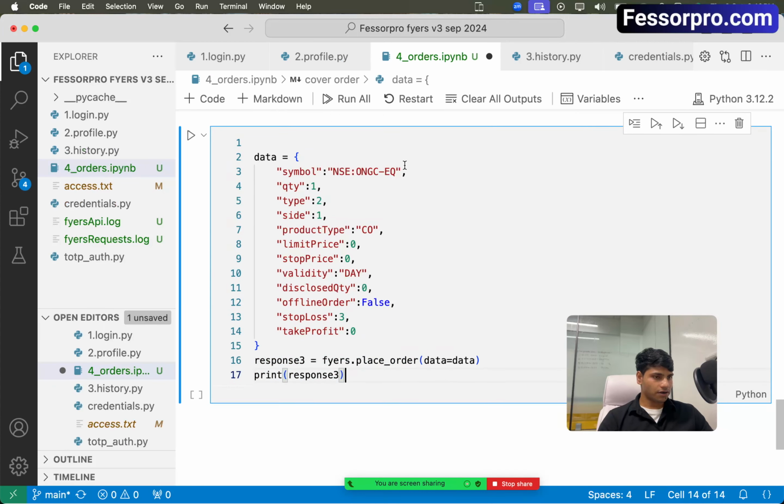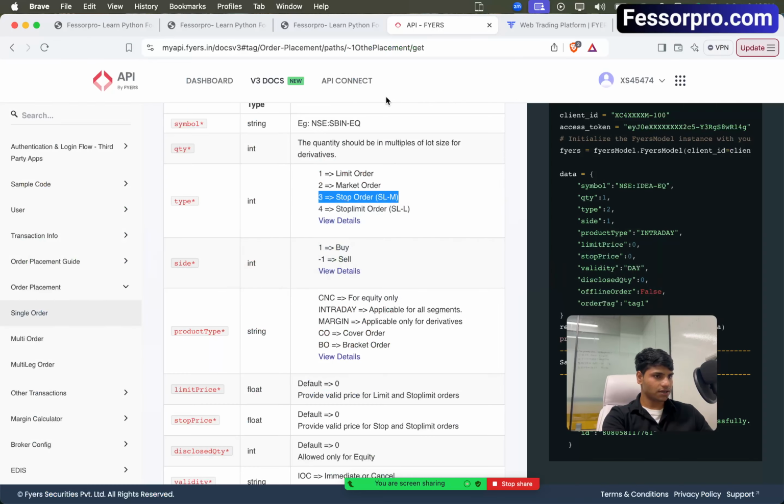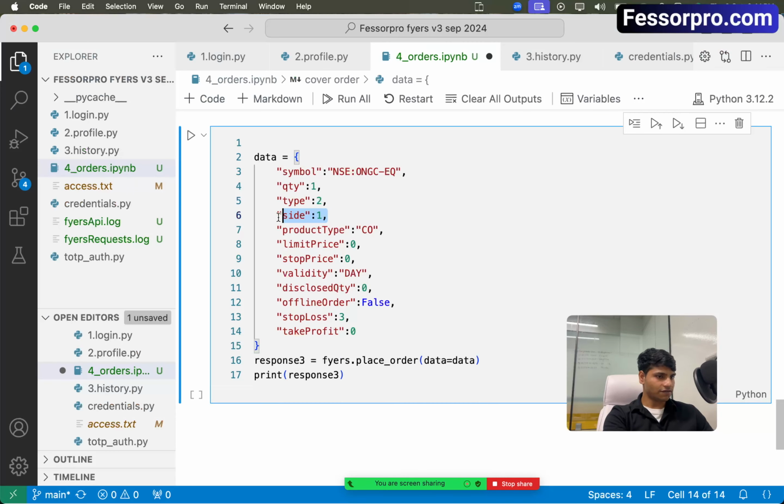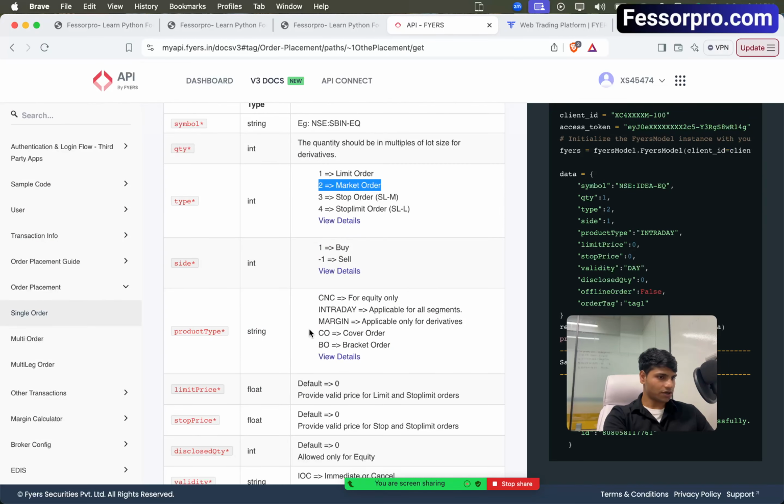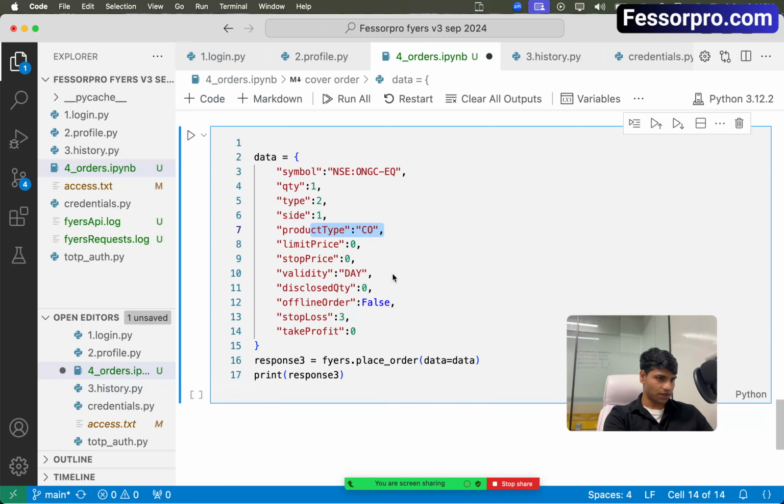Now for the cover order, the symbol is ONGC. You can see it is EQ. Quantity I want 1, order type is 2. Now when you write order type equal to 2, what does it mean? Order type 2 means it's a market order. Then we have side as 1, so the main order will be a buy, and then the product type is CO. I have changed the product to CO. CO means cover order. Now the moment you write CO, you have to specify the stop loss.